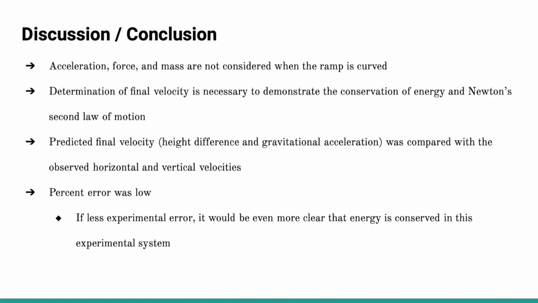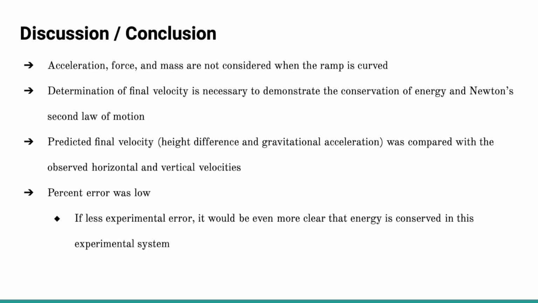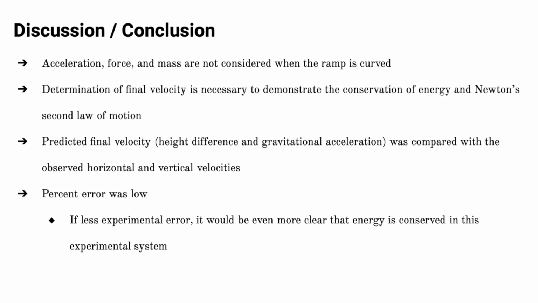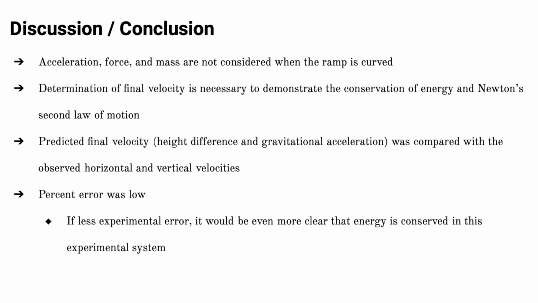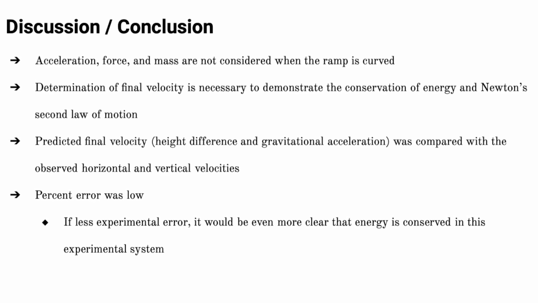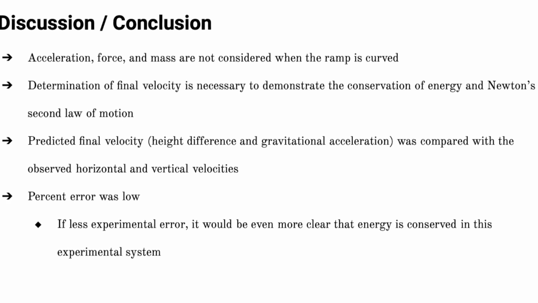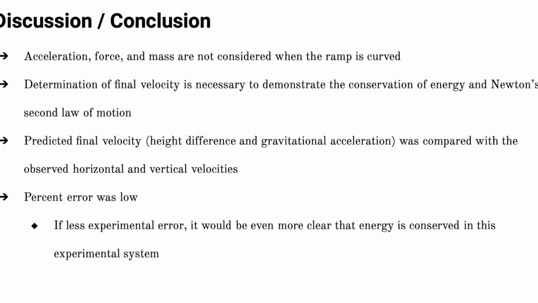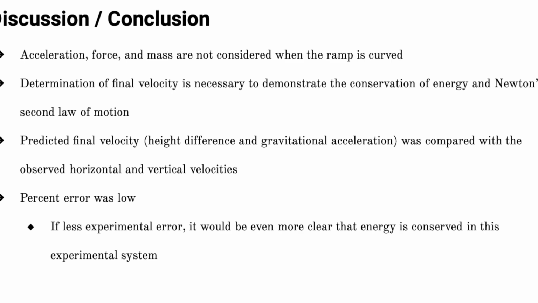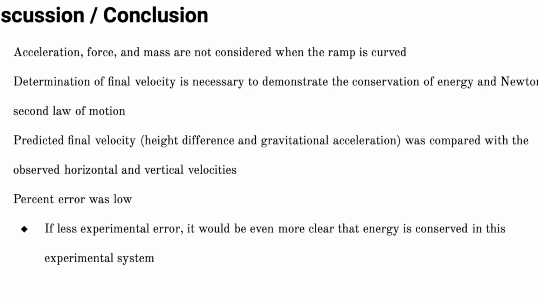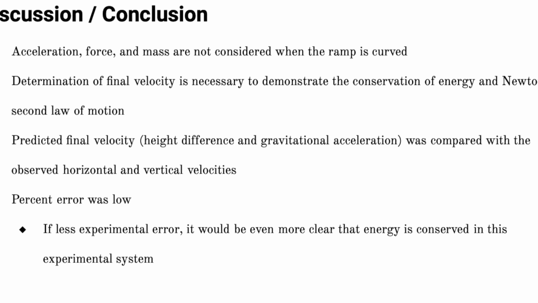In conclusion, we found that acceleration, force, and mass are not considered when the ramp is curved. We also found that the determination of final velocity is necessary to demonstrate the conservation of energy in Newton's second law of motion. Also, the predicted final velocity was compared with the observed horizontal and vertical velocities. At the end, the percent error was found to be low. With less experimental error, it would be even more clear that energy is conserved in this experimental system.